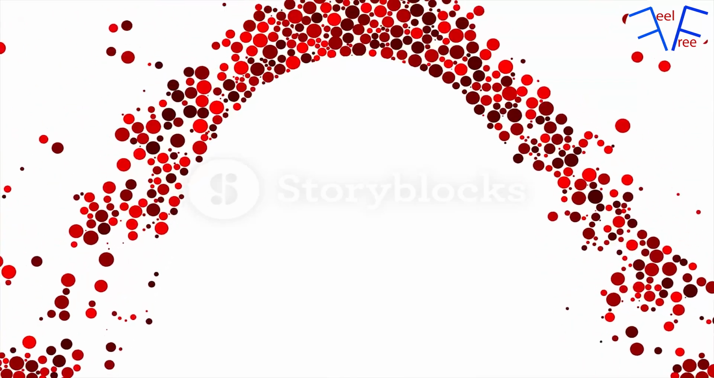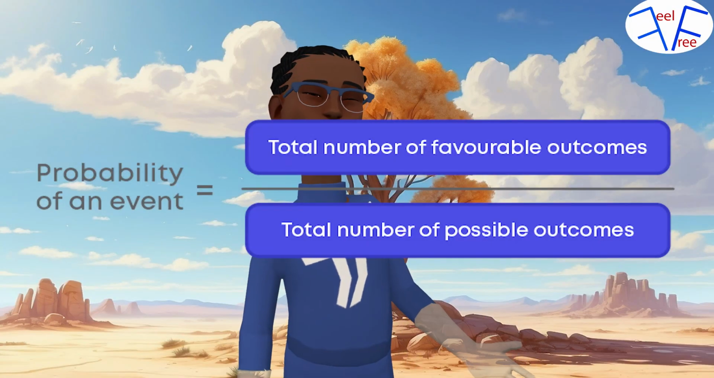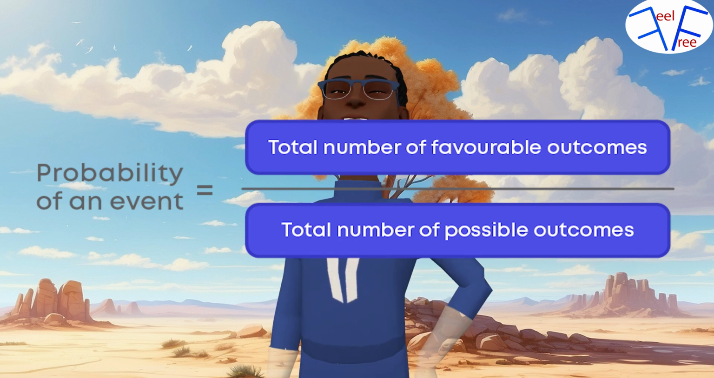In general, when calculating the probability of an event, you use the following formula. Probability is equal to number of favorable outcomes divided by total number of possible outcomes.